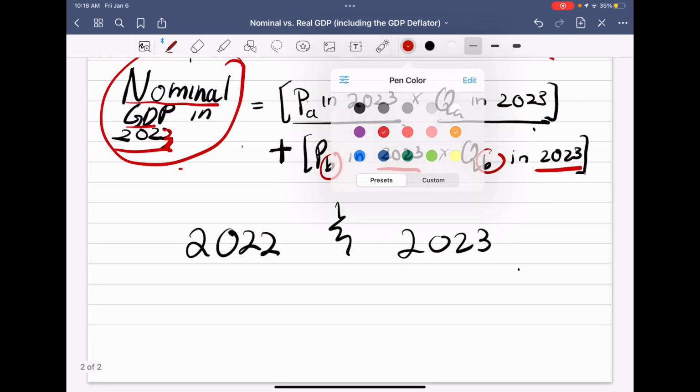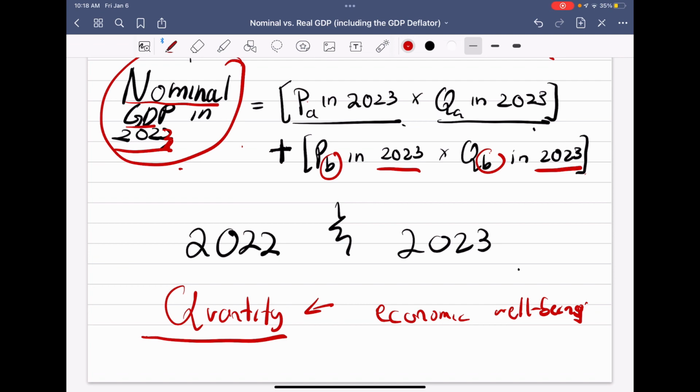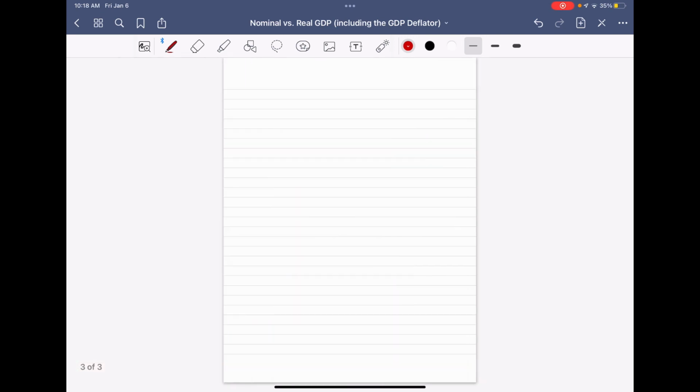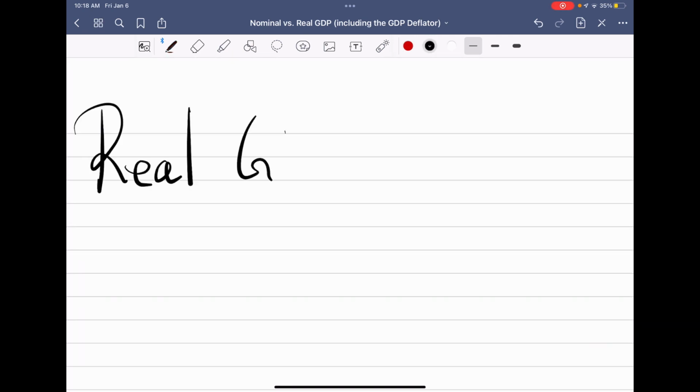Because if you think about it logically, quantity is what determines economic well-being. It's not the price, but it's what you can get. The more you get, the more you are better off. So quantity determines economic well-being. That's the logic behind it. So what is a better alternative to nominal GDP? It's what we call real GDP.